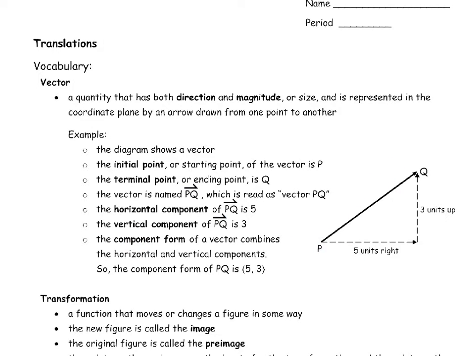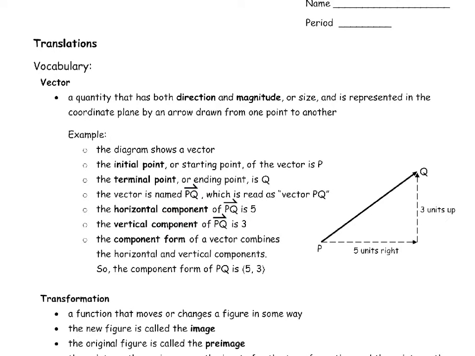So, in this example, a vector is drawn. The initial point or the starting point of the vector is P. The terminal point or the ending point is here where it's Q. The vector is named ray PQ or vector PQ.